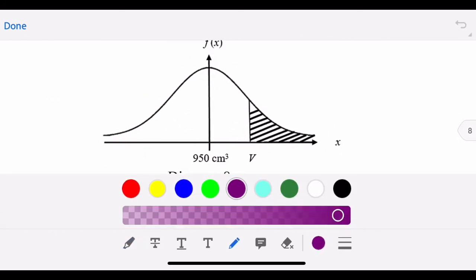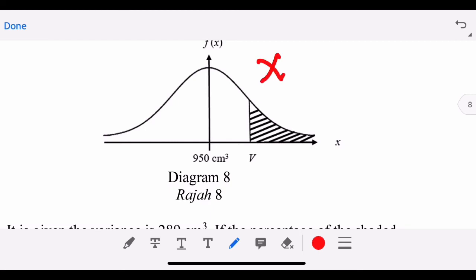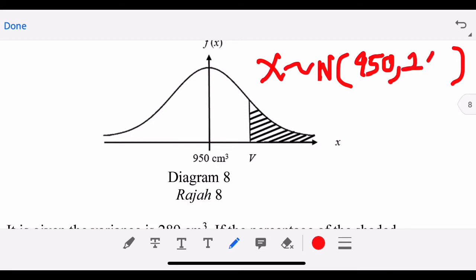Now for this one is actually normal distribution. Just now was binomial distribution. Now for normal distribution, we always start with the x. Okay, normal distribution, mean is 950, and then the variance is 289. This is how you write the variable for normal distribution. Always start from the x, then tilde, then 950, then 289.